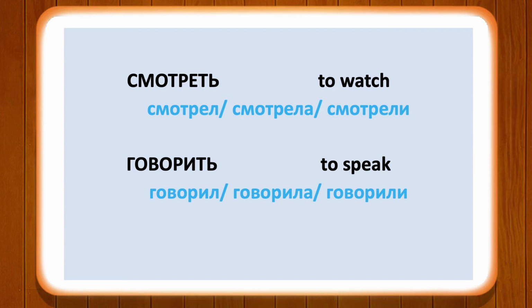The next verb is gavarich. Gavarich means to speak. The past tense form for masculine gender would be gavaril, for feminine gender gavarila, for plural form gavarili. So ya ti on gavaril, ya ti ana gavarila, mi, vi ani gavarili.